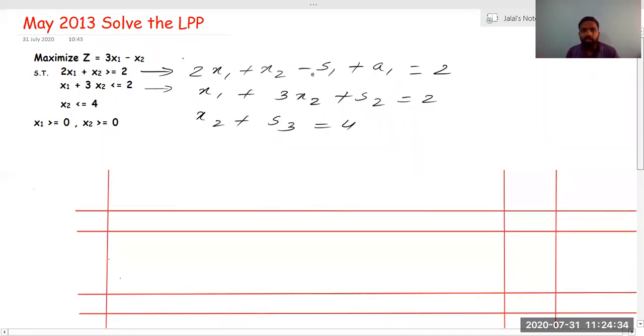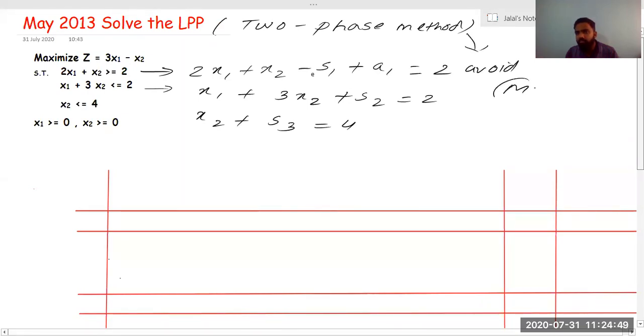Now we will do another method to solve this, which is called two-phase method. You have not used this in your second year also, but this is a very simple and very easy method where you will be able to avoid M. What is the problem in M? M gives large multiplication. It gives trouble. So if you want to avoid this large multiplication trouble, there is another method.